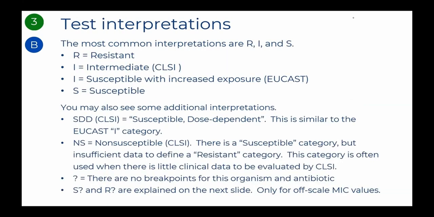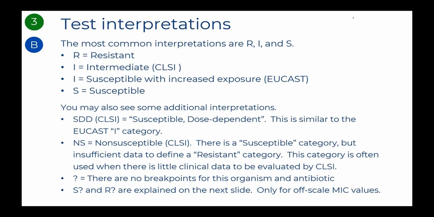The most common test interpretations are R, I, and S. The letter R represents resistant and S represents susceptible. For decades, the letter I was used to represent intermediate results, and this is still true when utilizing CLSI methods. However, a few years ago, EUCAST revised the breakpoints and the definition so that for laboratories using EUCAST methods, I now means susceptible with increased exposure.